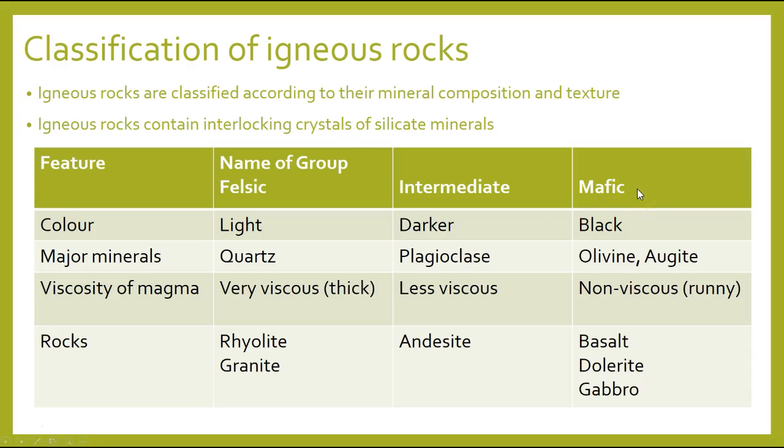And then we've got mafic rocks, which is our basalts, our dolerites, and our gabbros. They are black in color, have olivine and augite as their main minerals, and have a very low viscosity. They're very runny.